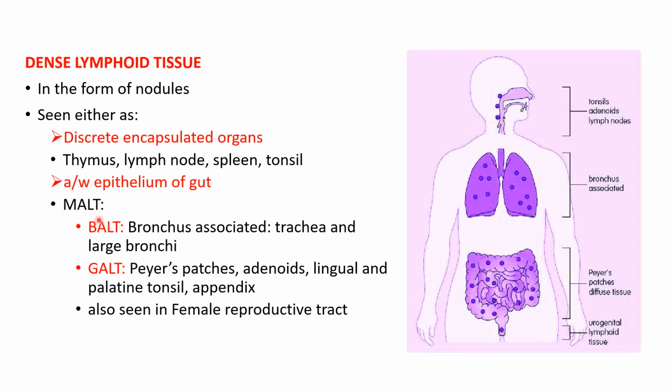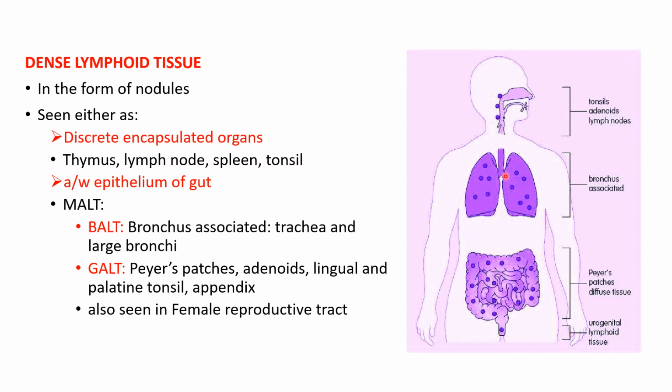It is also further of several types. For example, the bronchus-associated lymphoid tissue, also called BALT. Here the lymphatic nodules are seen in intimate association with the lining epithelium of the trachea and the larger bronchi.